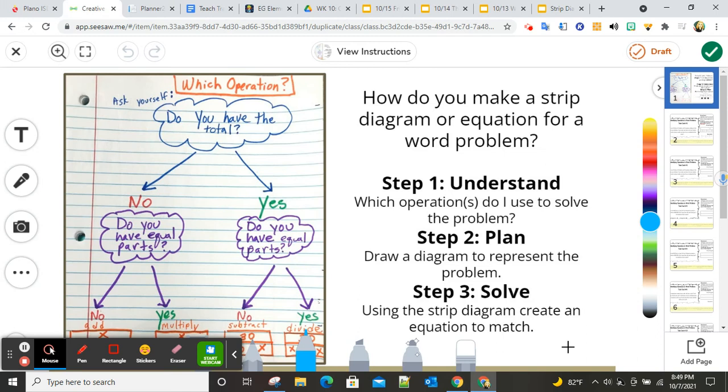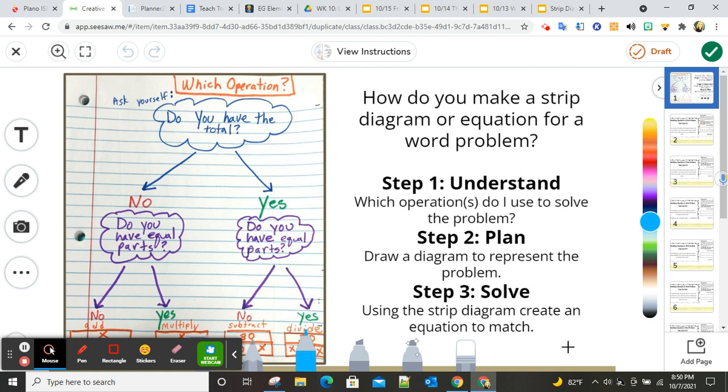Hi, fourth grade. Today, Thursday, we are taking our second step on problem solving using strip diagrams and equations. We're going to continue to use the chart as the which operation chart. Do you have a total? And thinking about do you have equal parts? And that helps you determine if you have addition, subtraction, multiplication, or division. But we're going to take it one step further. We are going to talk about how to make a strip diagram or equation for your word problem.